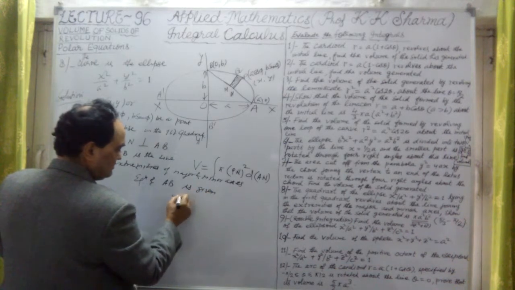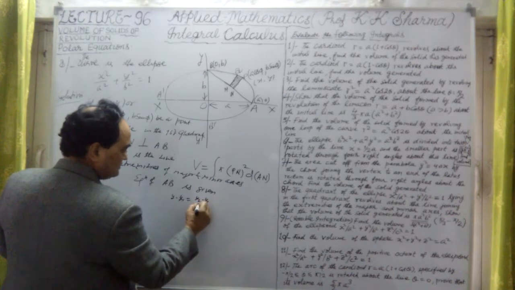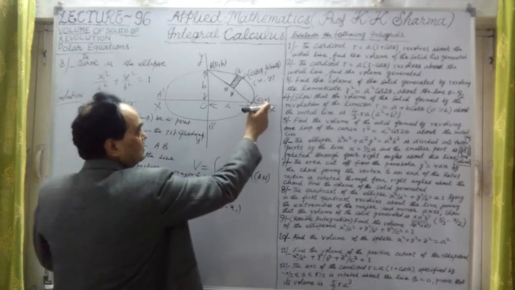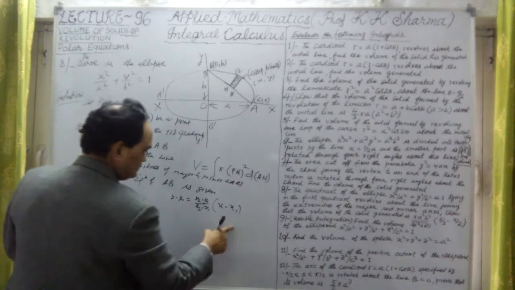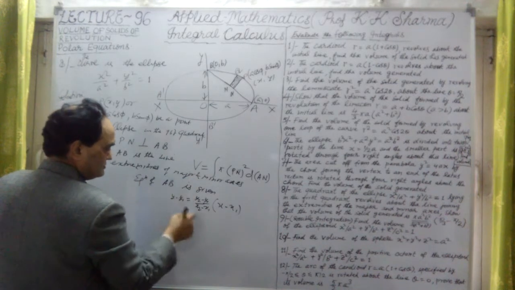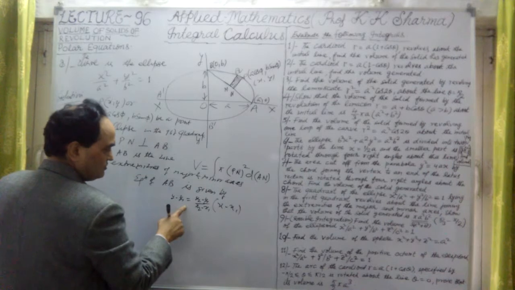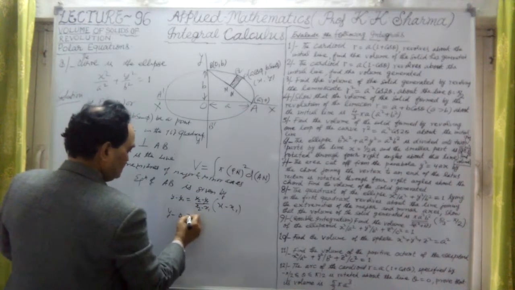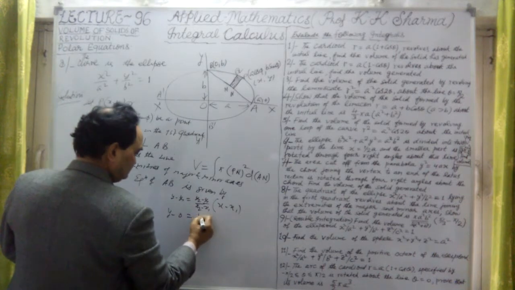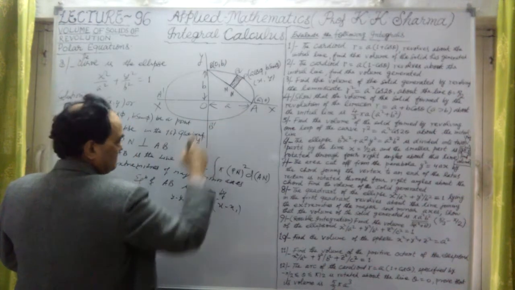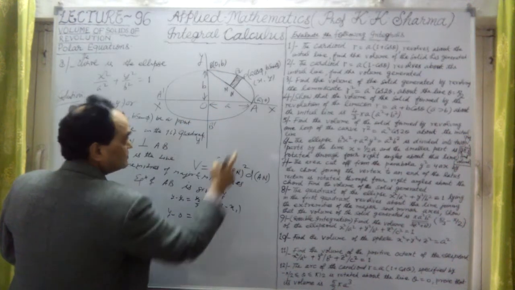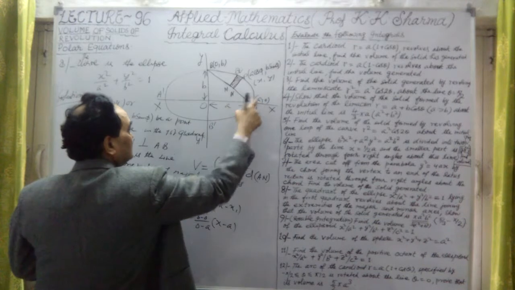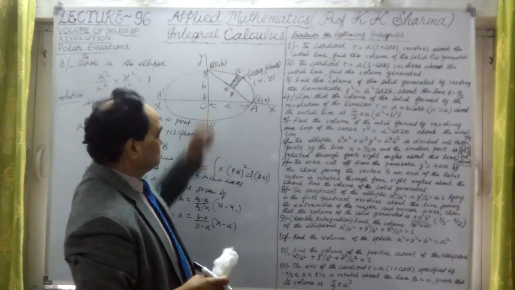The equation of a line passing through two points is y minus y1 equals (y2 minus y1) upon (x2 minus x1) times (x minus x1). Here the coordinates of A are (a, 0) and of B are (0, b). Substituting, y minus 0 equals (b minus 0) upon (0 minus a) times (x minus a), where x1 is a and x2 is 0.